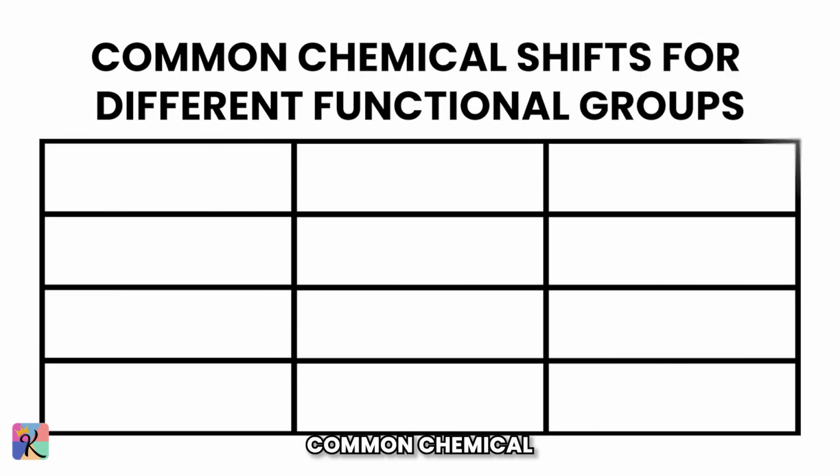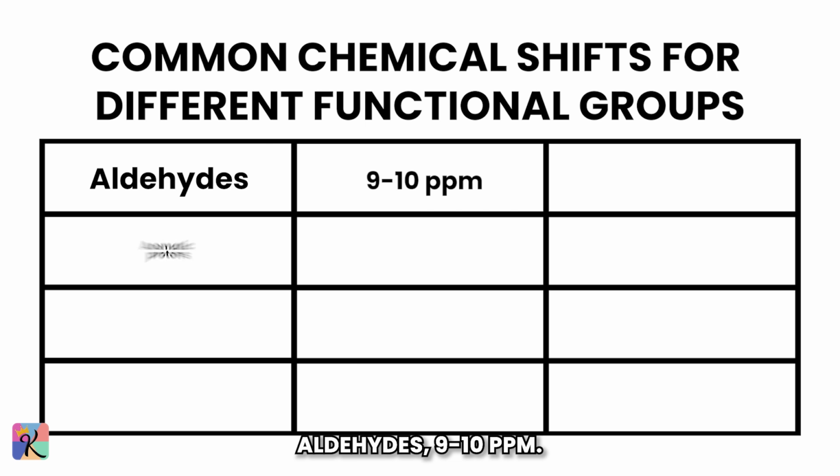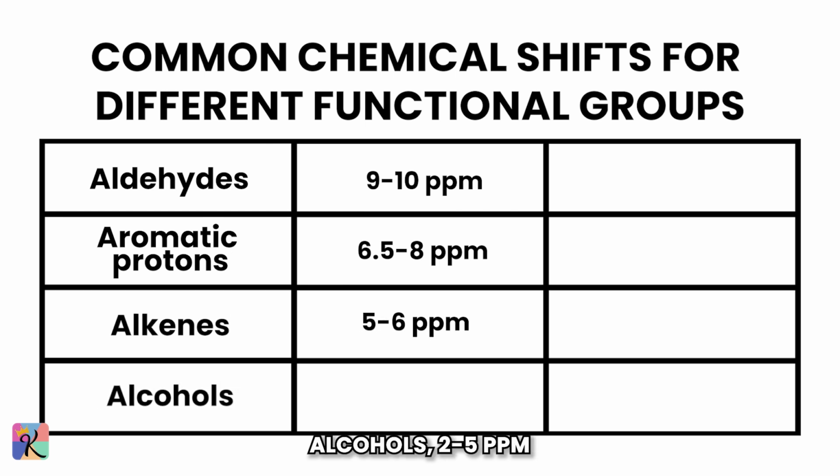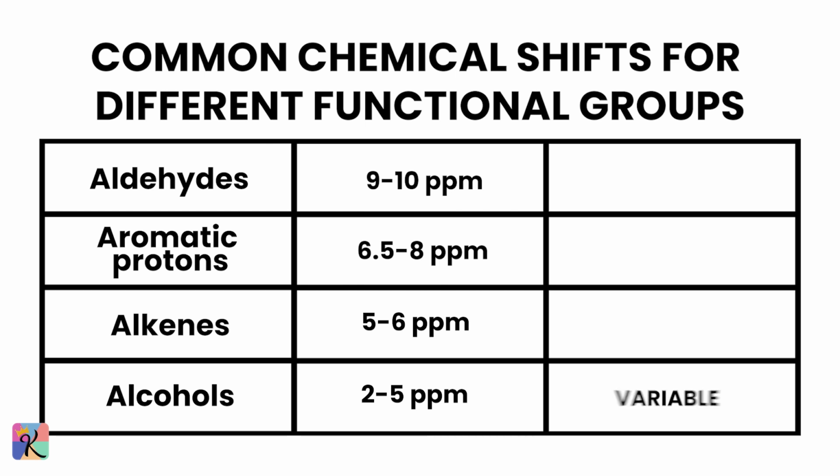Also remember common chemical shifts for different functional groups. Aldehydes, 9 to 10 ppm. Aromatic protons, 6.5 to 8 ppm. Alkenes, 5 to 6 ppm. Alcohols, 2 to 5 ppm, variable due to hydrogen bonding. These shifts will help you deduce the structure of organic molecules from NMR data.